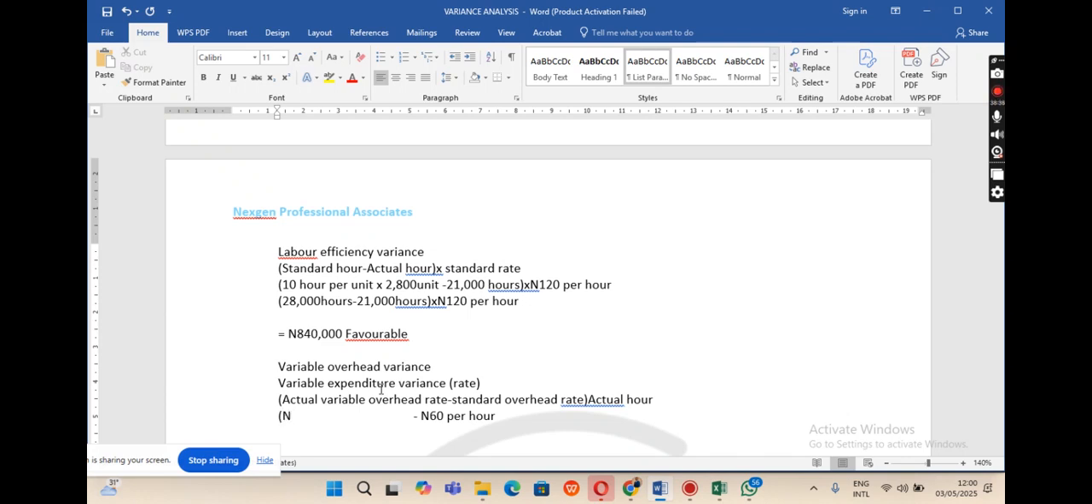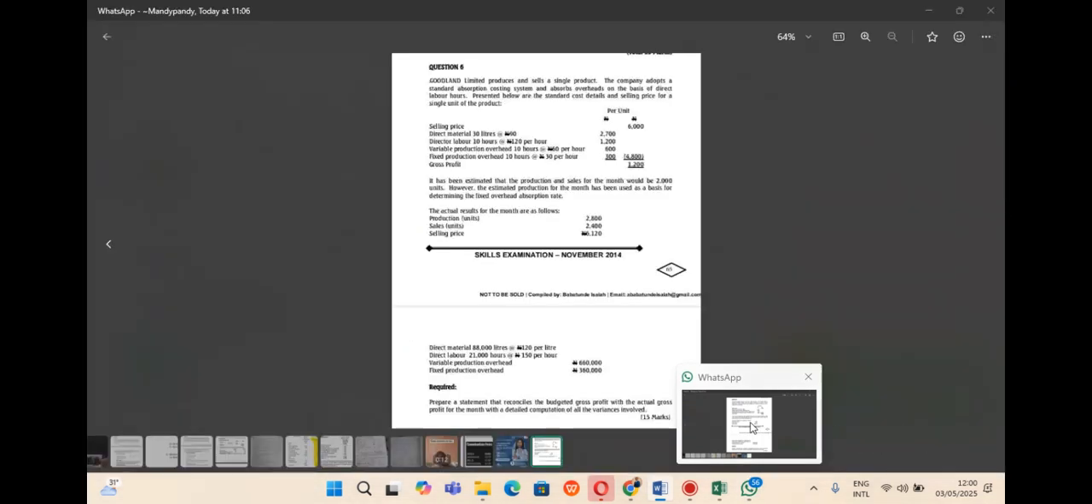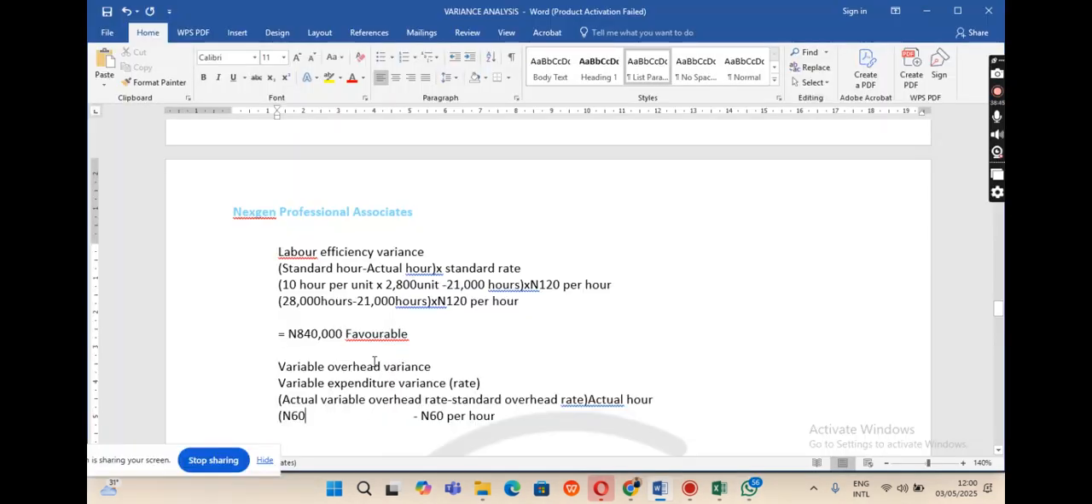660. 660,000. Now divided by the labor hour. The actual labor hour is given, so that you will have the actual labor rate per one, right?